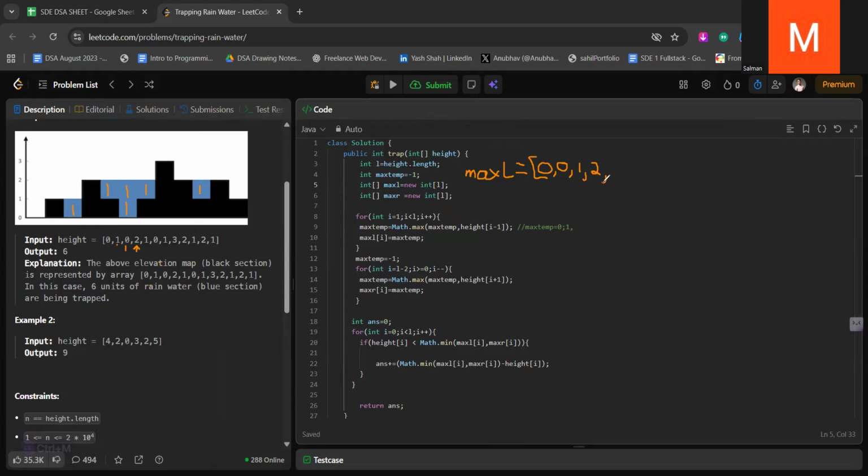Fine. Then, oh yes, then i plus plus. Now, what do you think? What is the highest element on the left side of this fifth element? It is 2, right? Because the maximum of this is 2. Wait. I mistakenly wrote 2 here, right? Let me cancel this. So this will be 1. Sorry for this one.